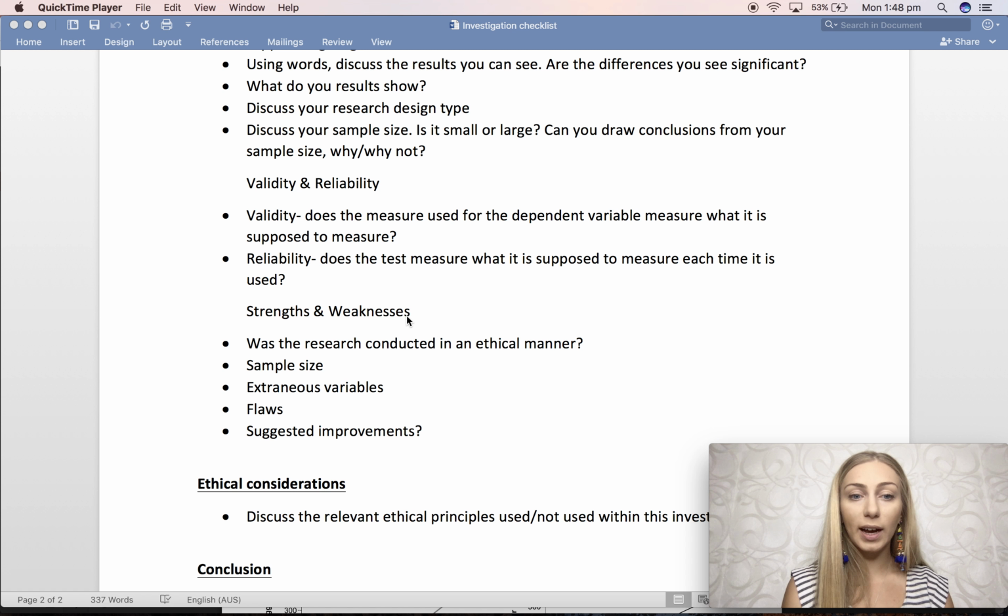Again, you can look at the sample size. This could be a strength or a weakness. Any extraneous variables? So are there any other variables that could have impacted our results or impacted our research? What are they? Is that then a weakness? If there are many extraneous variables, then this could be a weakness in the investigation. Can you see any flaws in the way that we've conducted our investigation? Discuss this here. And also you need to suggest improvements at the end of your discussion. What could be improved within this investigation to make it more, I guess, valid and reliable?